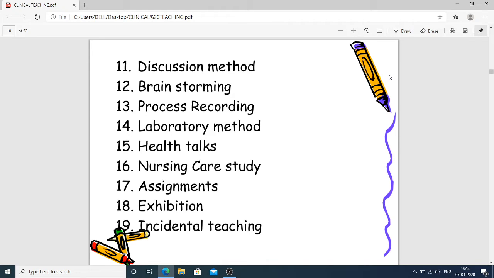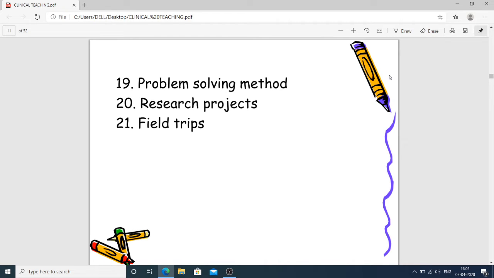Discussion method, brainstorming. Brainstorming is when, at the start of the class, we raise a question to the students and give them a few minutes. In that particular period, every student puts emphasis on their brain to think about that thing. That is brainstorming. Process recording, laboratory method, health talks, healthcare study, assignments, exhibition, incidental teaching, problem solving method, research projects, and the last one is field trips.